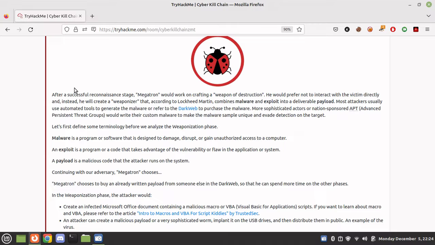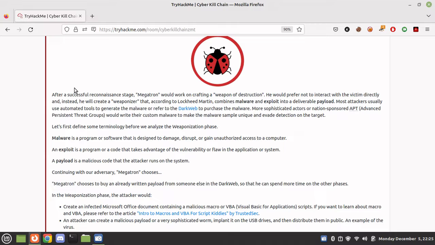Okay, let's define the terminology before we analyze that. Weaponization phase: malware is a program or software that is designed to damage, disrupt, and or gain unauthorized access to a computer. An exploit is a program or code that takes advantage of a vulnerability or flaw in an application or system. A payload is malicious code that the attacker runs on the system.